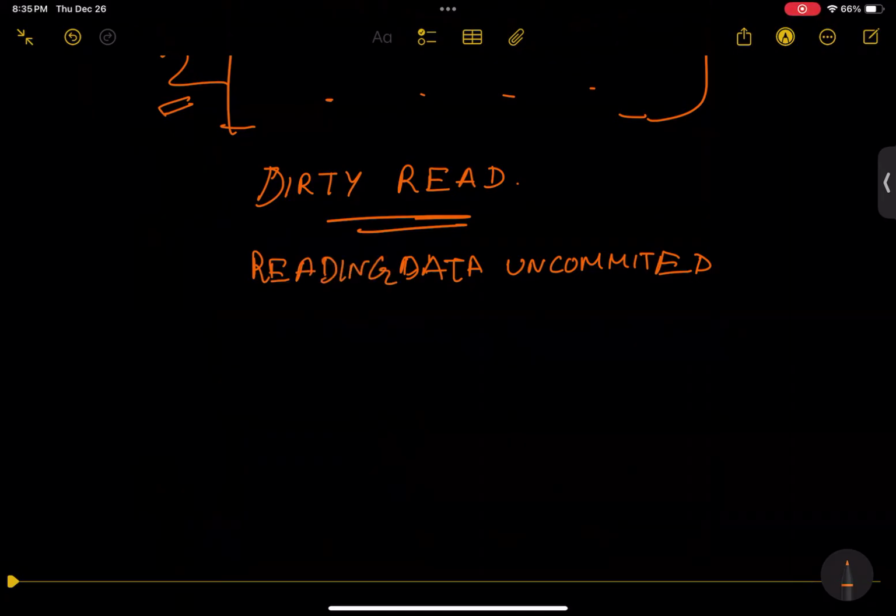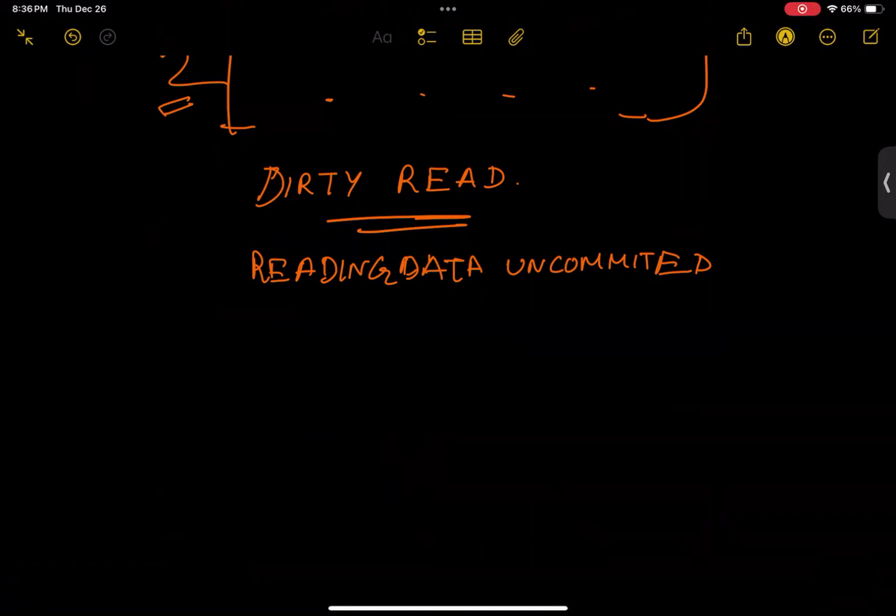You are reading data which is uncommitted, right? So then again, there are a few other things also that come in here. One is dirty read, another is, I remember, phantom read. So there are new rows appearing during the transaction. Then all of a sudden after the transaction, it goes away.